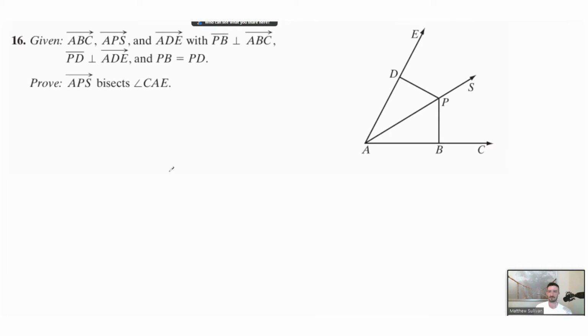Okay, so those are rays because it's an angle. I know that. I'm just going to mark up where the right angles are, even though we're going to have to write it down. But PB, ABC.